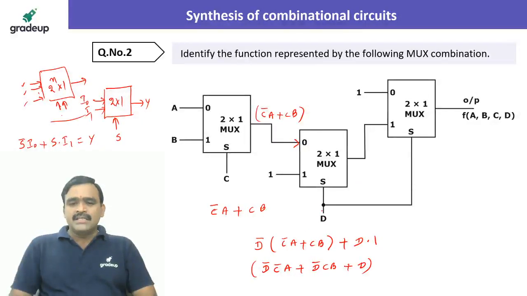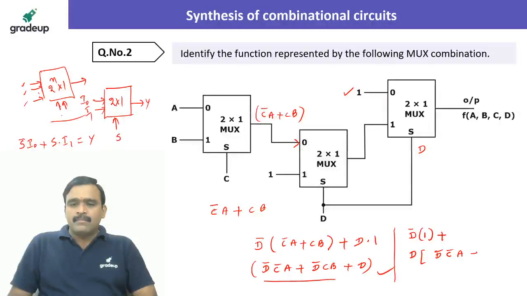When D is 0, output is equal to C bar A plus CB. When D is 1, output is equal to 1. So here what you are getting is this. Now this selection line is based on the D value. Whenever the D value is 0, the output is equal to the first input. What is the first input for this? This selection line is taken as D. When D is 0, output is equal to 1. So D bar dot 1 plus, when D is 1, the D of this one will be taken. What is this one? It is D bar C bar A plus D bar CB plus D.